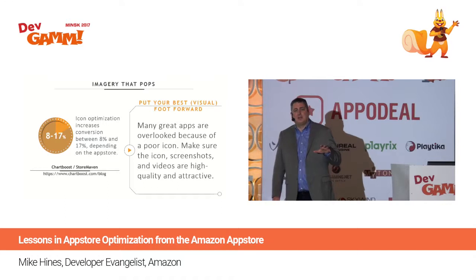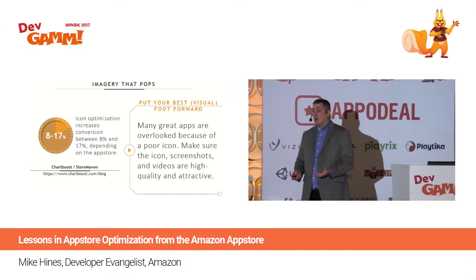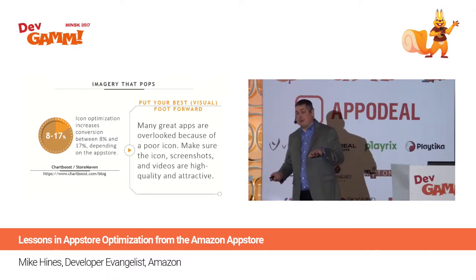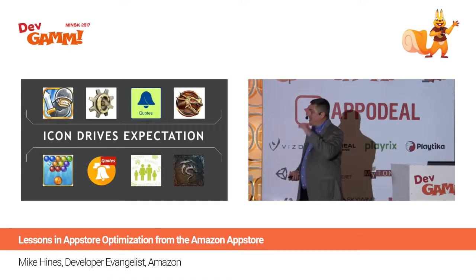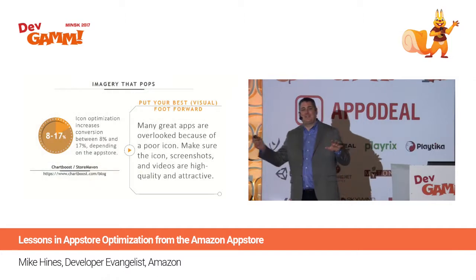So after you get the name right, it's really important to get the icon right. And this varies a little bit from store to store, but we've seen somewhere between an 8 and a 17% lift on just getting an icon that makes your studio look professional. I have a little bit of experience with this myself, and I'd like to share that with you in a quick experiment.